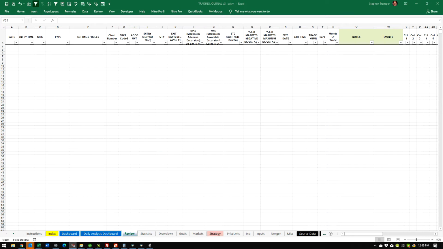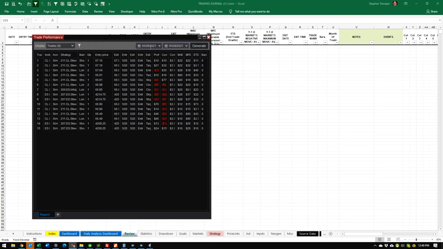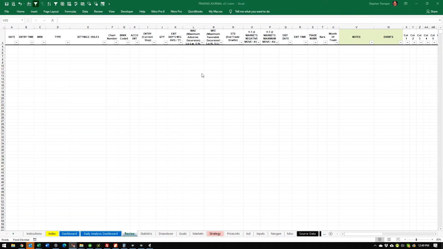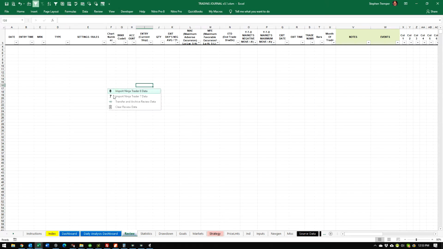For instance, I'm going to be downloading yesterday's data. So this is where it all comes from. When I download it, the first thing I'm going to do is go here, it doesn't matter where, right click, go to reports, and I'm going to import.